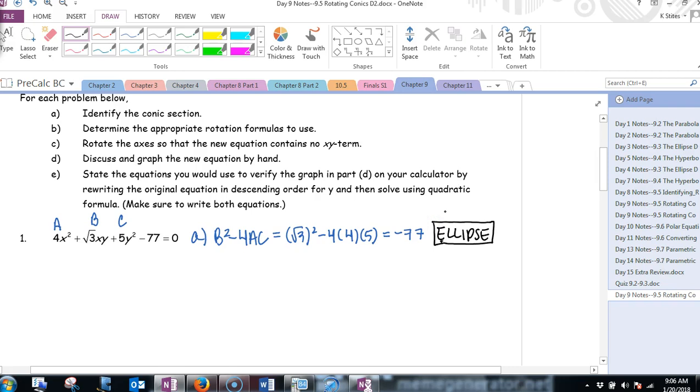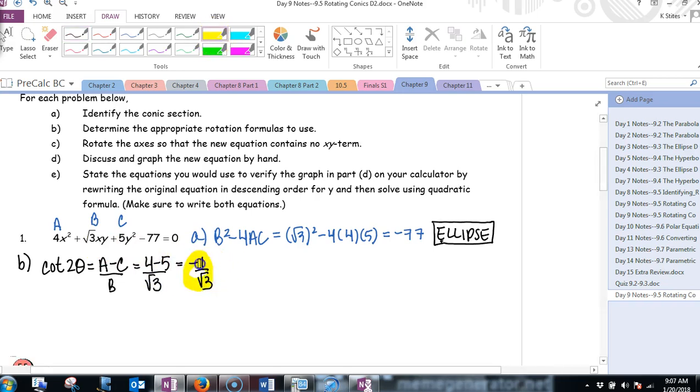Alright, so that was pretty painless. Part B, determine the appropriate rotation formulas to use. So this is where we're going to find theta first, and then we're going to have to plug that into our x and y formula. That will give us the rotation formulas that ultimately, in letter C, we will end up plugging back into our original equation. Okay, so cotangent of 2 theta is equal to a minus c over b, which is 4 minus 5 over root 3, which is a negative 1 over root 3.